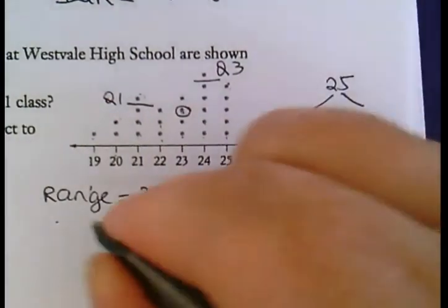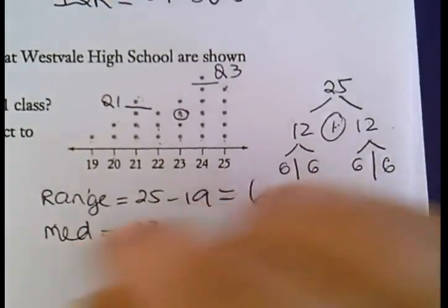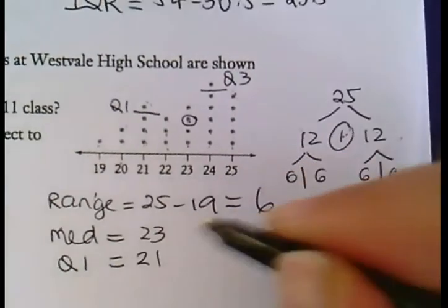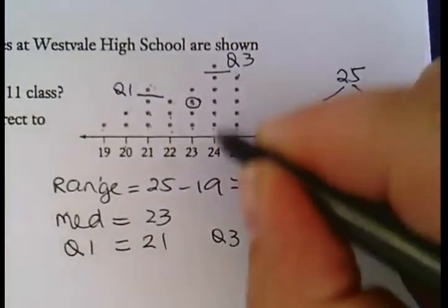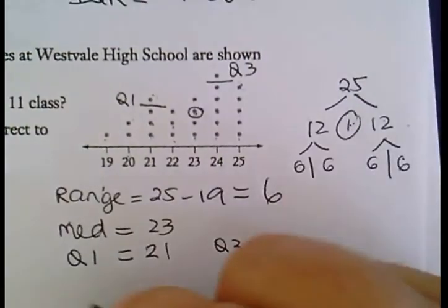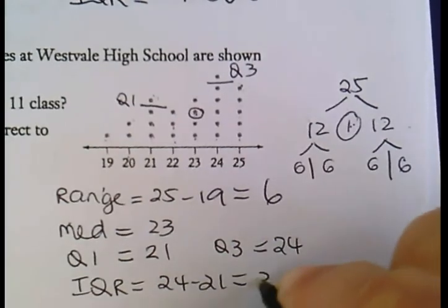Great. Tell me what the median is. Not that we're asked for it. 23. What's Q1? It's the average of 21 and 21, which is 21. Q3 is the average of 24 and 24, which is 24. And the interquartile range is 24 minus 21, which is 3.